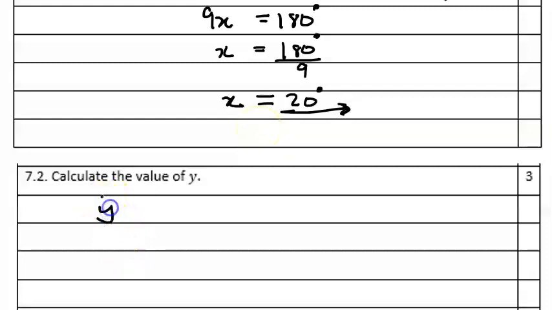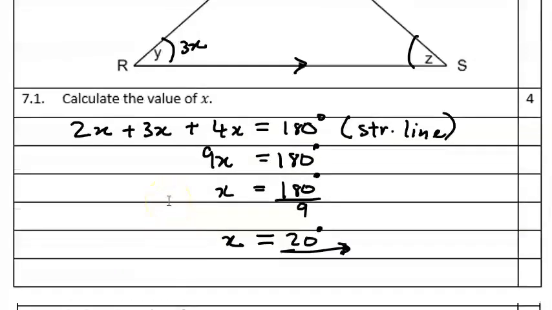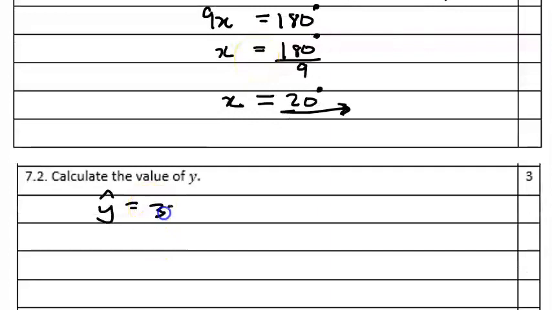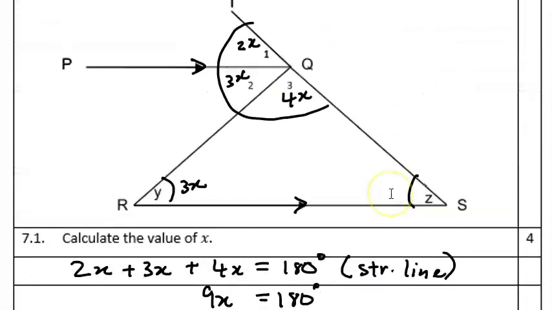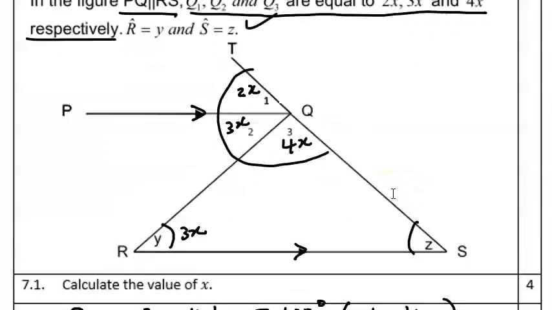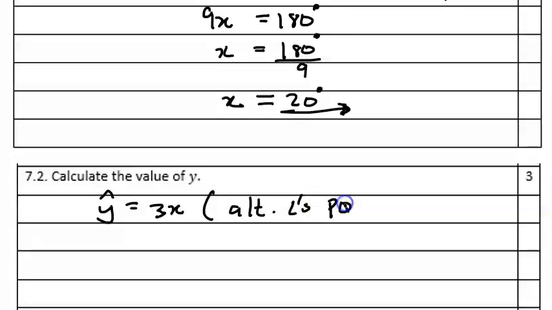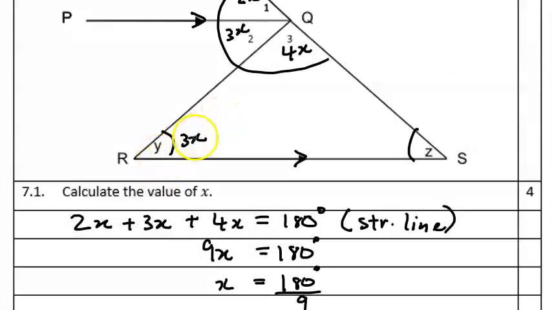So I can write a statement with a reason. It will be y equals 3x, and 3x, remember, is Q2, so I'll just write 3x, and my reason will be alternate angles. And remember, if I'm using alternate angles as a reason, I must state a pair of parallel lines. So PQ parallel to RS. So from the first example, remember x is equal to 20 degrees. So therefore I will substitute x with 20, and 3 times 20 degrees is going to equal 60 degrees. So therefore y is going to equal 3x, which is 60 degrees.